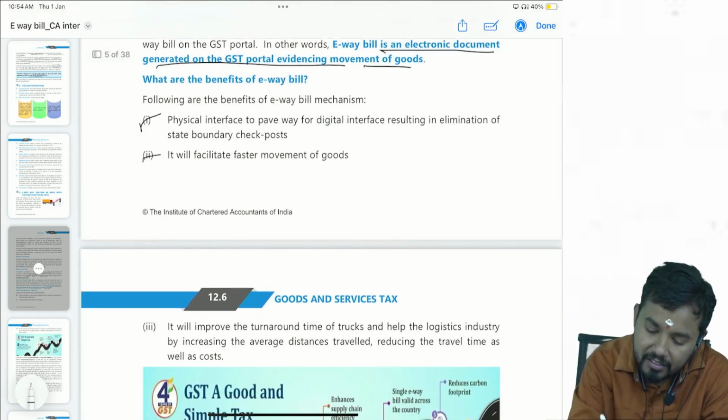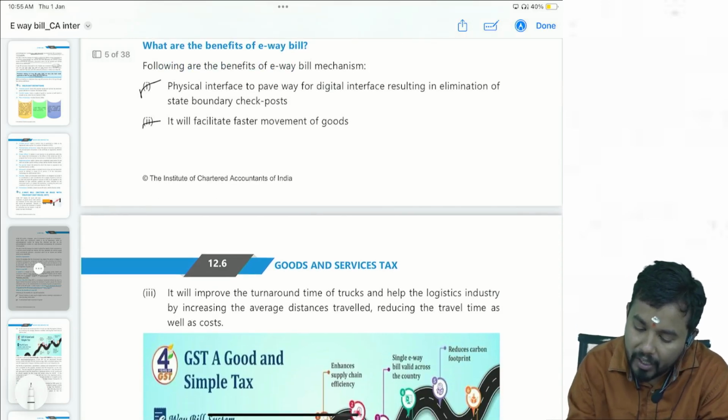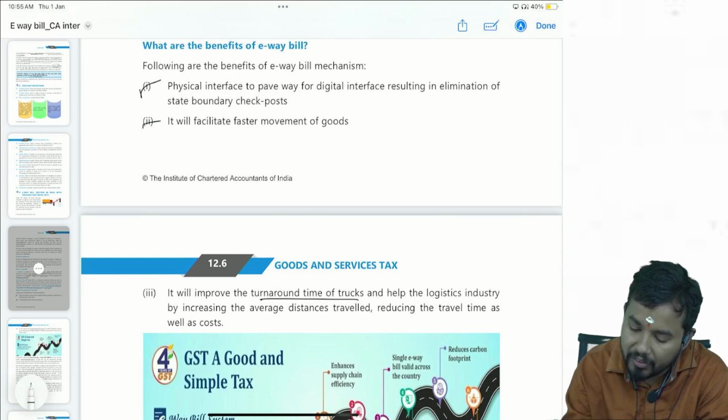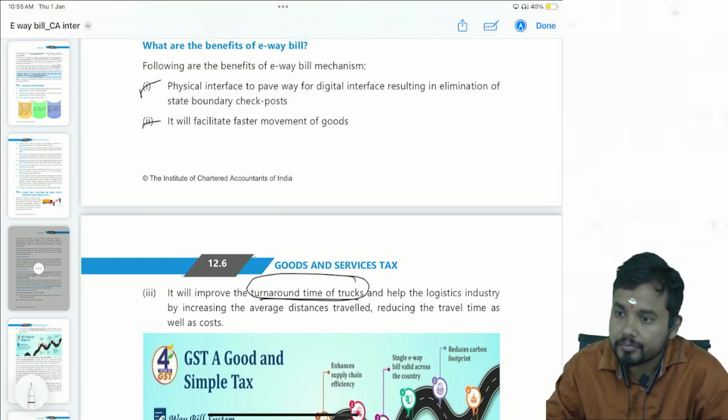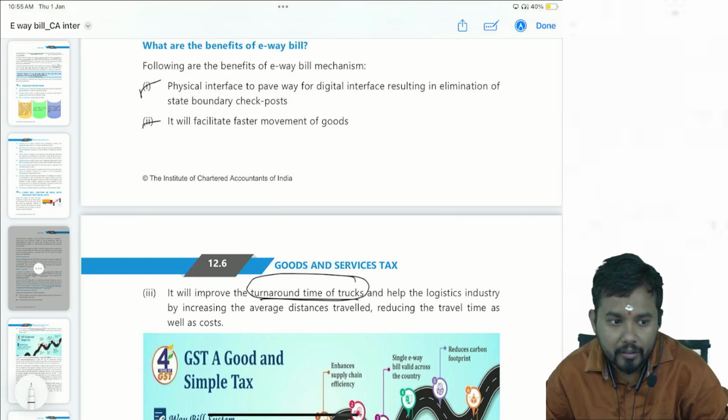Next one, it will facilitate faster movement. It will improve the turnaround time of trucks. What is meant by turnaround time?